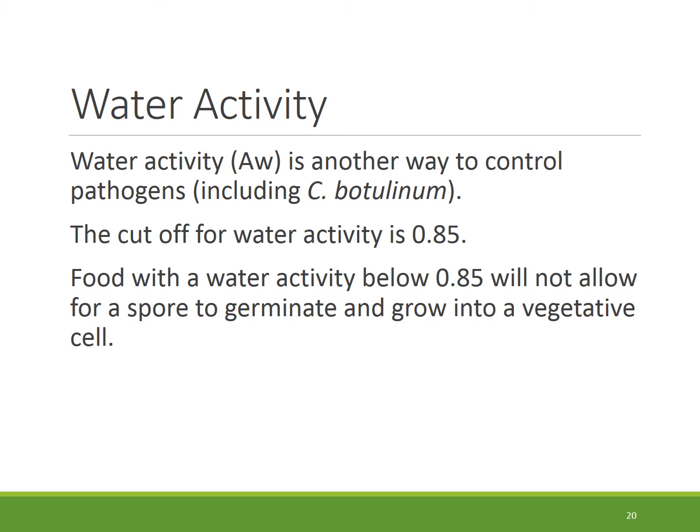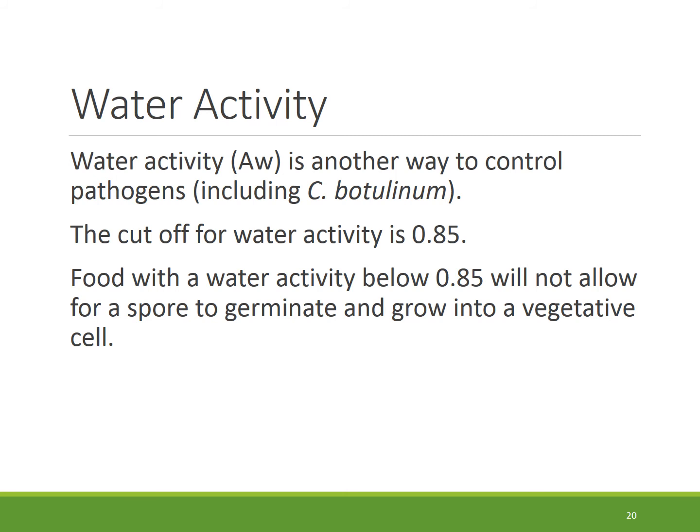Foods like fruit juice concentrates, jams, jellies, preserves, marmalade, marshmallows, oats, nuts, cookies, and crackers are preserved through water activity. Water activity is another key way we can control for Clostridium botulinum. The primary cutoff for water activity when we are thinking about the control of Clostridium botulinum is 0.85.